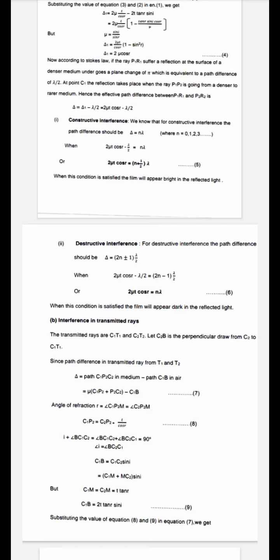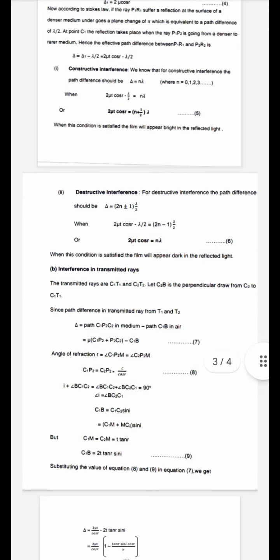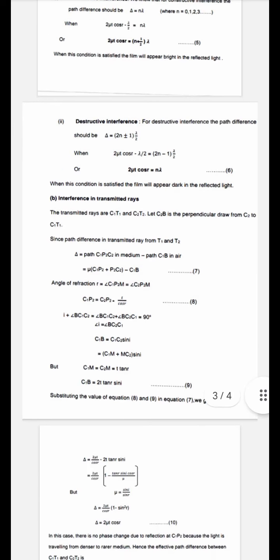Similarly, for destructive interference, the path difference should be an odd multiple of lambda by 2, meaning 2 mu t cos r minus lambda by 2 is equal to (2n minus 1) lambda by 2, which gives 2 mu t cos r equal to n lambda. This is the condition for the film to appear dark in the reflected system. Now let us see what the interference is in the transmitted rays.